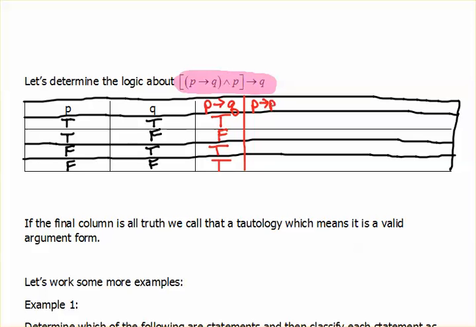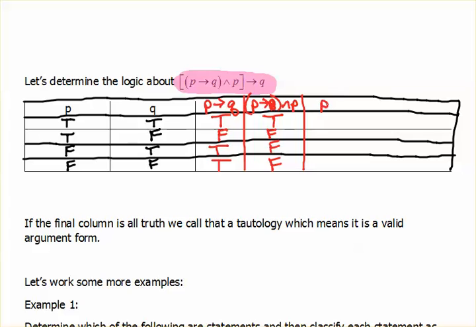Now let's add to that the and P part. So I'm going to have P implies Q, and then and P. We're going to do that part of it. So that we're looking at this column and P. Now, if you'll remember, with your and statements, you have to do both of them in order for it to be true. Not just one, but both. So true and true would make true. False and true would make false. True and false would make false. True and false would make false.